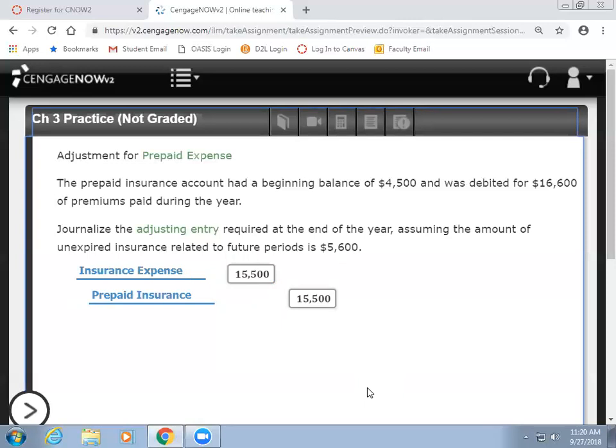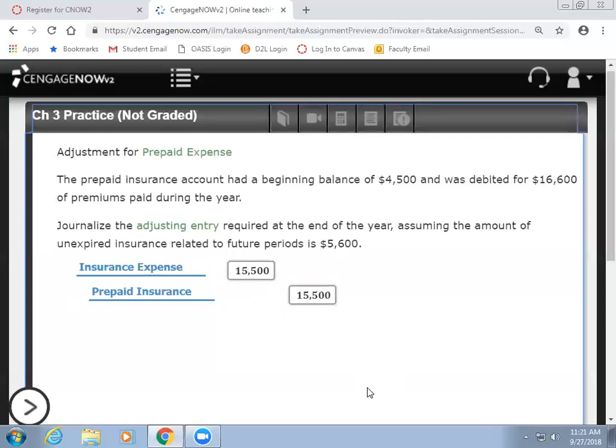Any other questions on that one? So this would work the same for like prepaid rent or supplies, any prepaid accounts, okay?